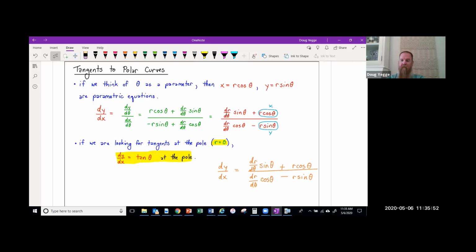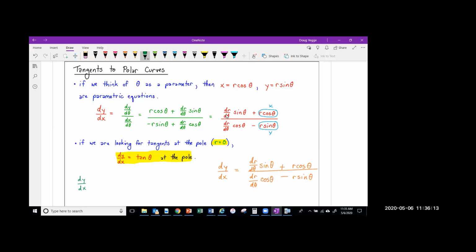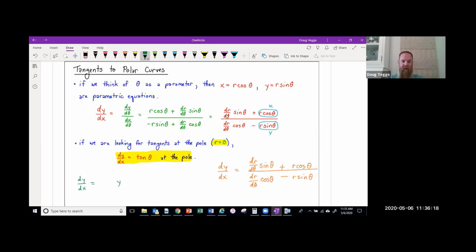Let me ask you this then. Let me ask you an easier question from Calc 1. How do I find dy dx? What do I need to be given? How do I find dy dx? You need a y value and some sort of x value. And then I take the derivative of that with respect to x.